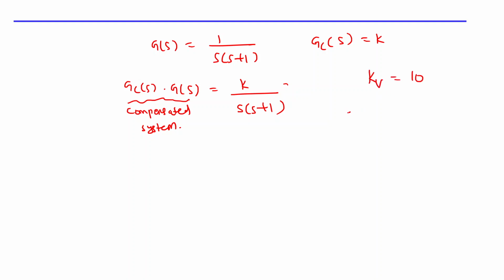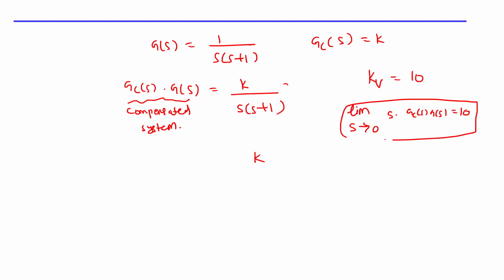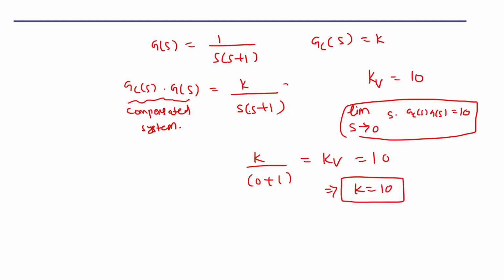What is the definition of velocity error constant? Limit s tends to 0, s into Gc of s into G of s, and that is equal to 10, as given to you. If I apply the limit, it will give you k divided by 0 plus 1, because a is equal to 0, and that equals kv. So kv equal to 10, which implies k equal to 10. Now you got the value of k equal to 10.